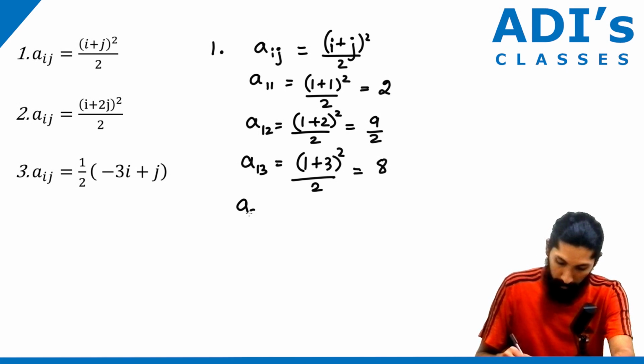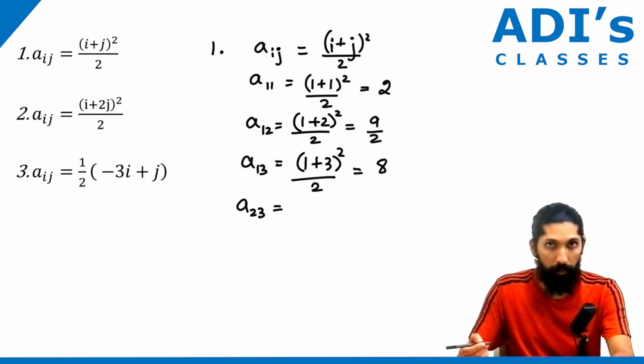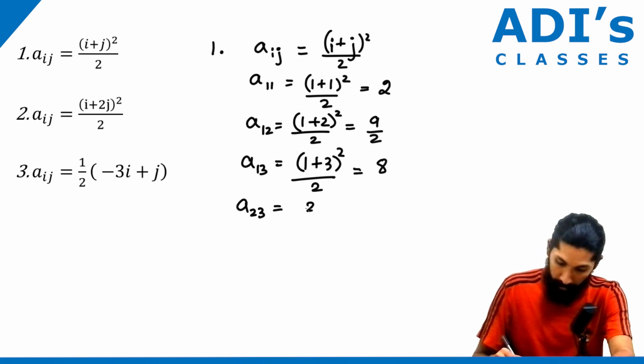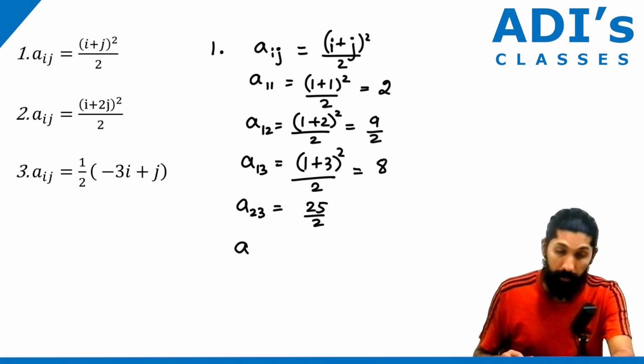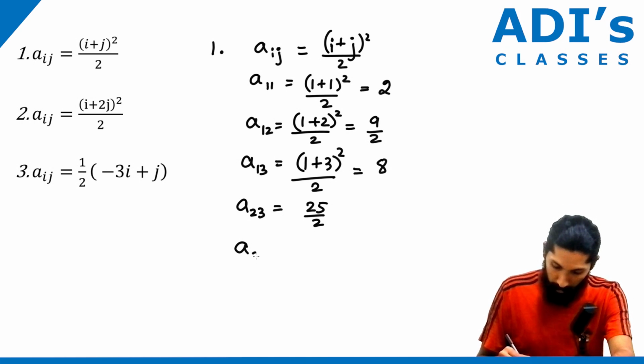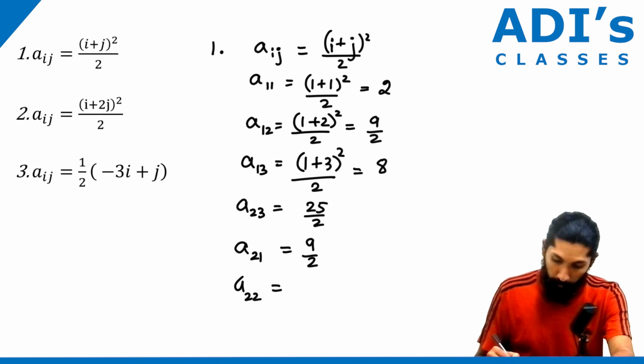Next, A23. You can directly do it if you know it. This is going to become 5 square, which is 25 by 2. Now I think I directly did A23. It should have been A21 though. Now we'll do A21. A21 is equal to 2 plus 1, again 3 square, 9 by 2. A22 is going to become 4 square divided by 2, which is 8.